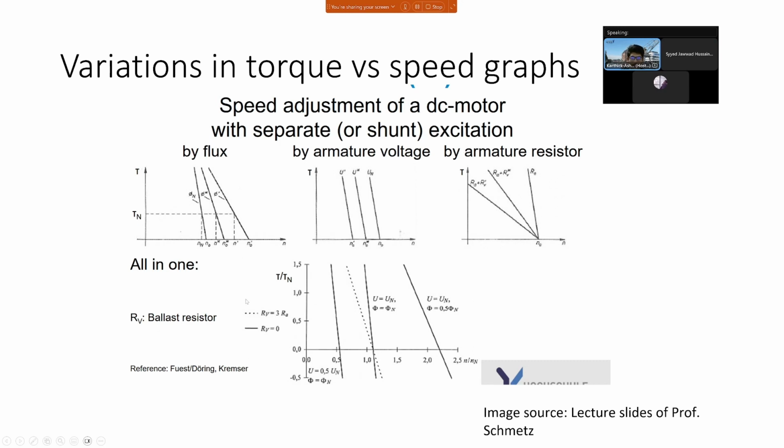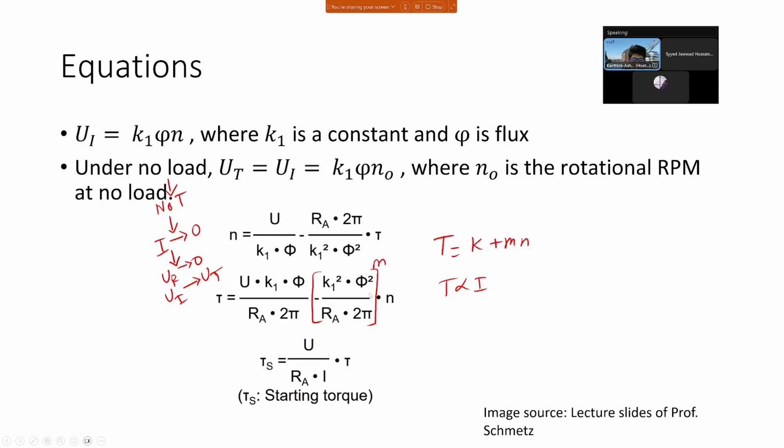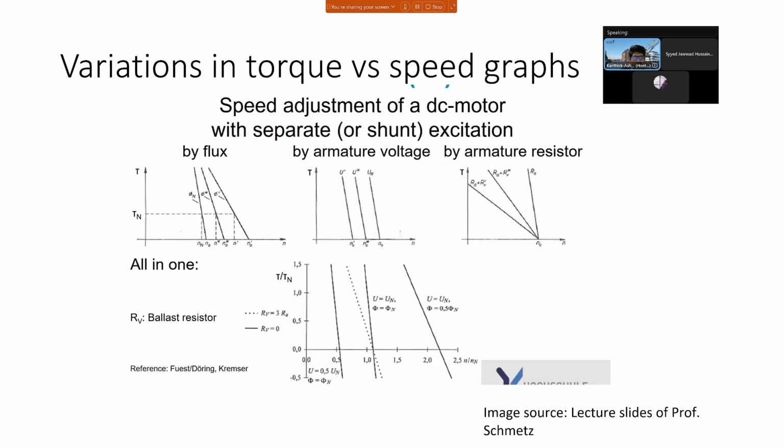And here is just a combined case of all three. No, I'm not going to discuss that. But basically, if you know this equation, you can draw these kinds of graphs. What will happen if flux changes? Flux is phi. What happens when the armature resistance changes? What happens when the voltage changes? You can make these graphs.